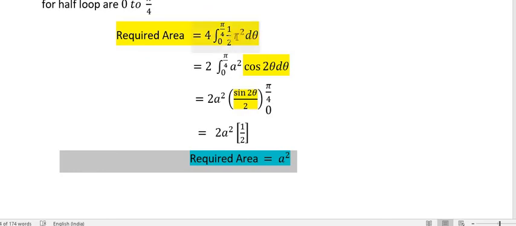Now, substitute for r square. So, we get 2 into integral 0 to π/4 a square cos 2θ dθ. Since a square is a constant, remove it outside the integral and integrate cos 2θ dθ. Integral of cos 2θ is sin 2θ by 2, and apply the upper and lower limits. Since the lower limit is 0, all the sin terms are zero. Therefore, only the upper limit we apply here. That is 2a square into half is equal to a square. That is the required area.